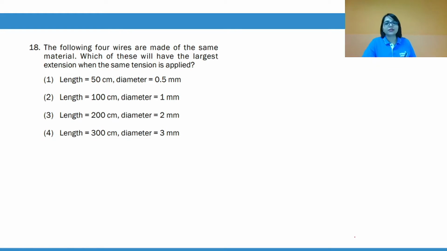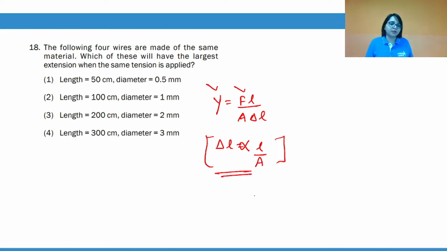Next is, the following four wires are made of the same material. Which of these will have the largest extension when the same tension is applied? So basically Y is F L upon A delta L. The wires are made of the same material, that means Young's modulus is the same for all the wires, and the tension, that means the load applied, is also the same. So delta L is directly proportional to L upon A. If the ratio L upon A is larger, then the delta L value will be larger. You can calculate this ratio for all the wires to get the correct answer, which is option 1, because the length upon area of cross section ratio is larger for wire 1.